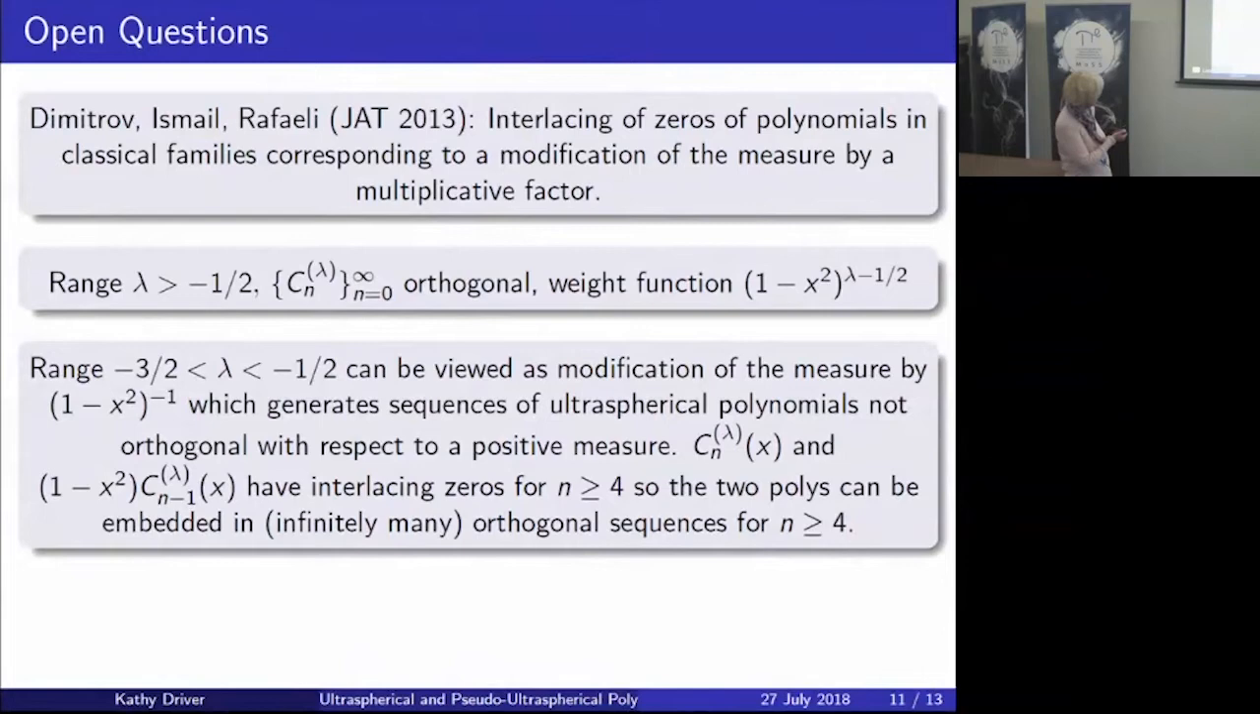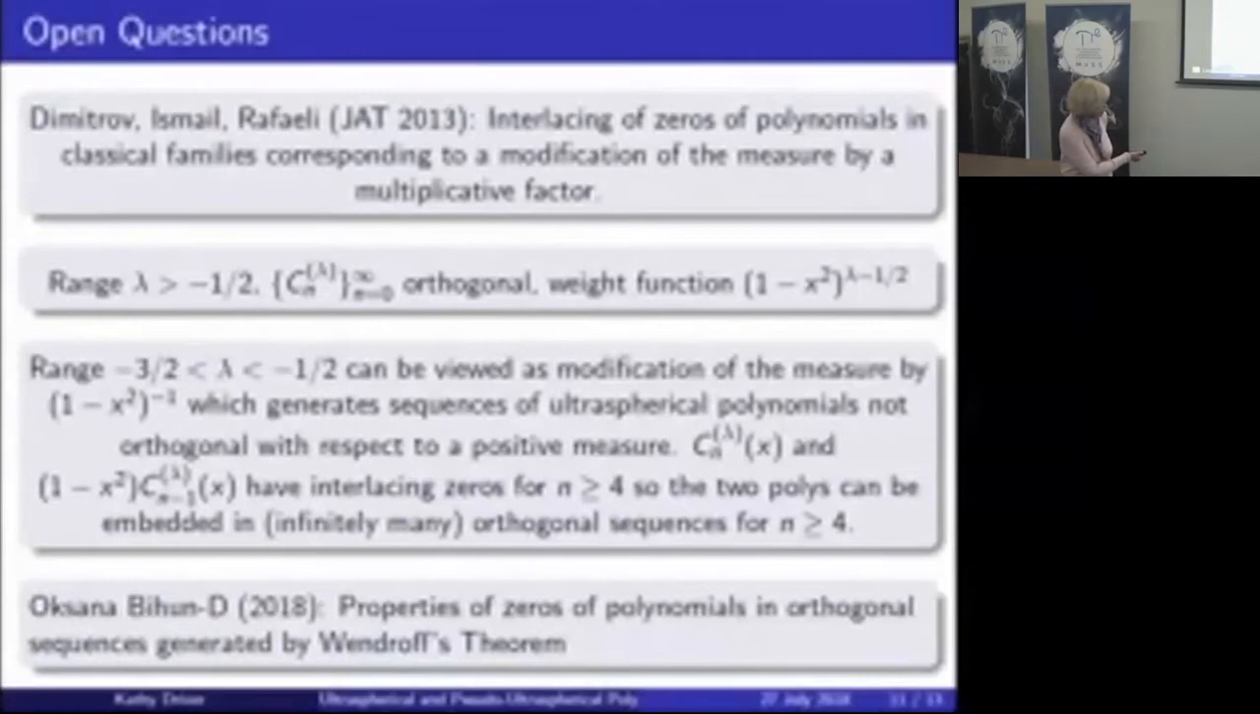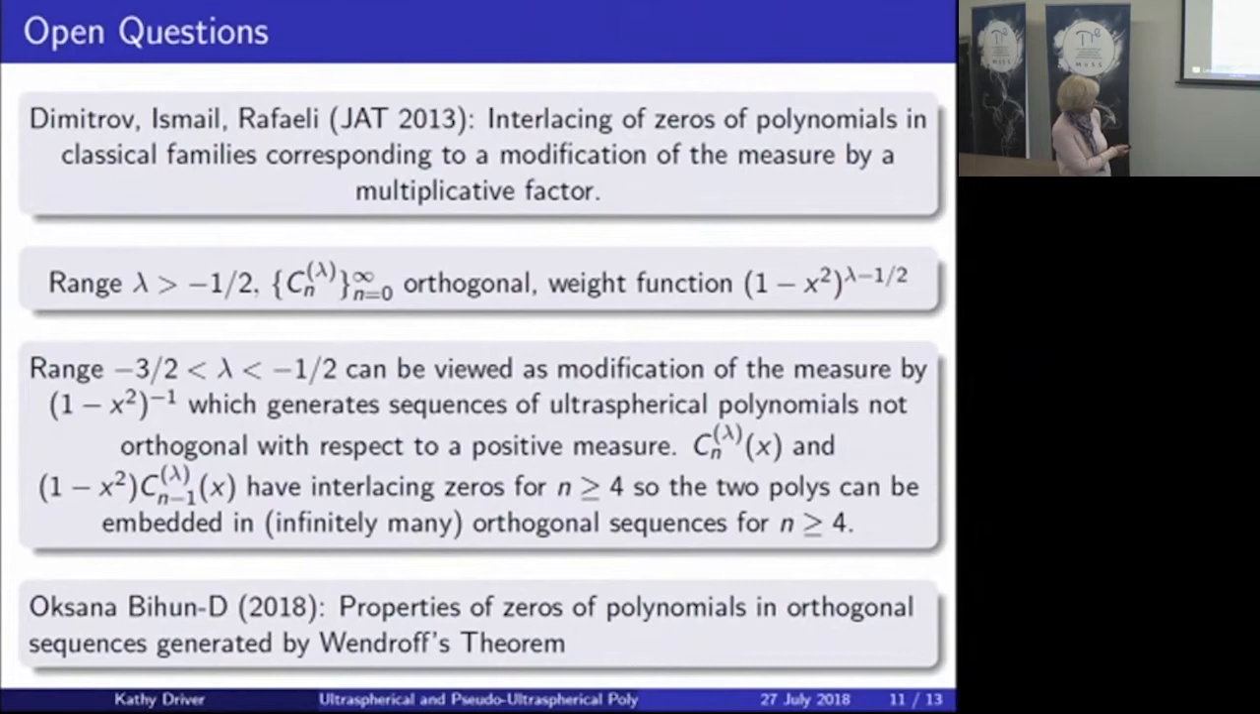But look at this. We've got a modification of the measure. Those, we've got no ending, but these guys do. So the two polynomials by Wendorf's theorem can be embedded in infinitely many orthogonal sequences. And this is the topic of rather recent work. I visited the University of Colorado Springs a couple of months ago for a long visit. And Oksana Beeman and I are looking at the properties of the zeros of polynomials in these orthogonal sequences generated by Wendorf's theorem. I mentioned that to you. So we're finding very interesting situations.